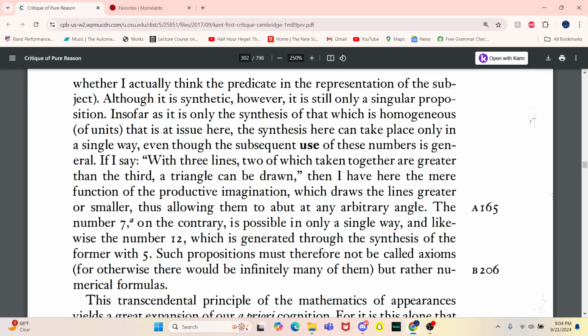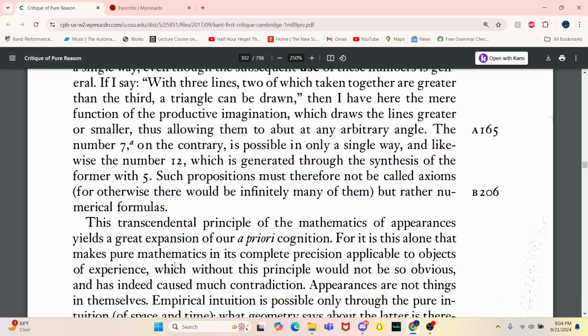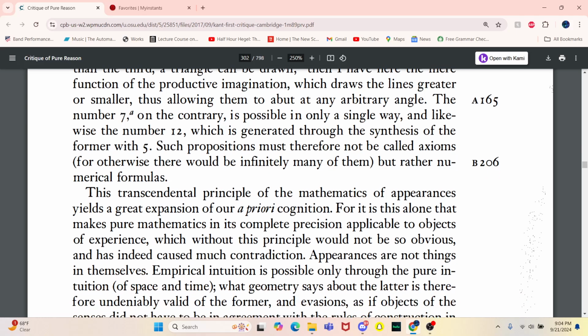If I say with 3 lines, 2 of which taken together are greater than the third, a triangle can be drawn, then I have the mere function of the productive imagination, which draws the lines greater or smaller, thus allowing them to abut at any arbitrary angle. The number 7, on the contrary, is only possible in a single way. And likewise the number 12, which is generated through the synthesis of the 7 with 5. Such propositions must therefore not be called axioms, for otherwise there would be infinitely many of them, but rather numerical formulae.